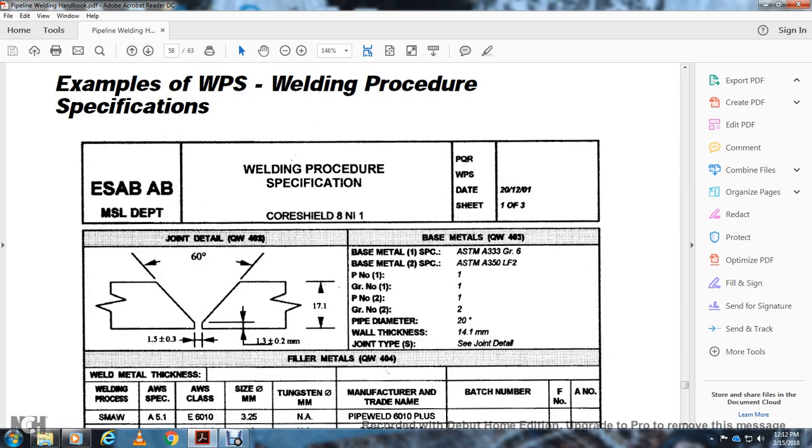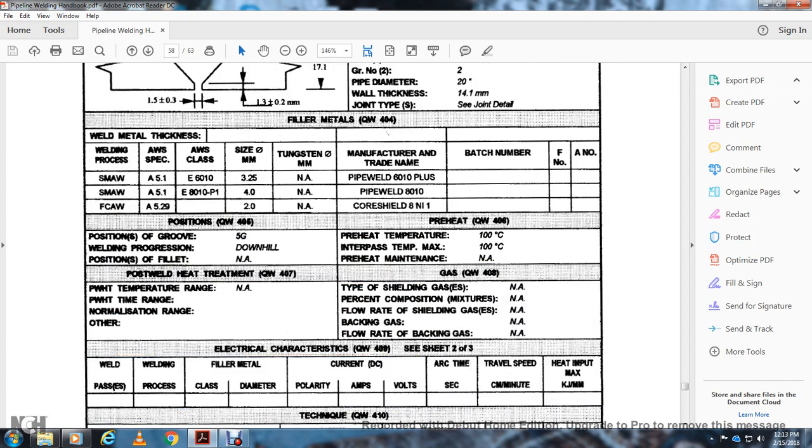Welding Procedure Specification, sheet 1 of 3, root detail, base metal 1 and base metal 2, P number and grouping number, pipe wall thickness and diameter, joint type and joint detail. Full joint, angle 16 degrees. The plate thickness is 17 millimeters. The root opening is 1.5 millimeters. The root thickness is 1.3 to 0.2 millimeters.